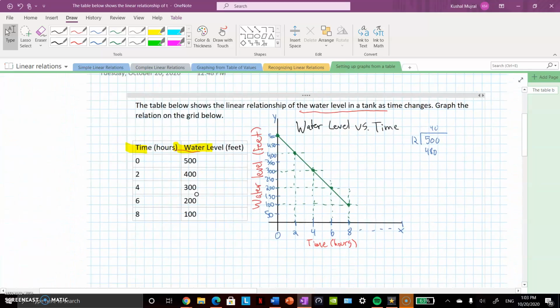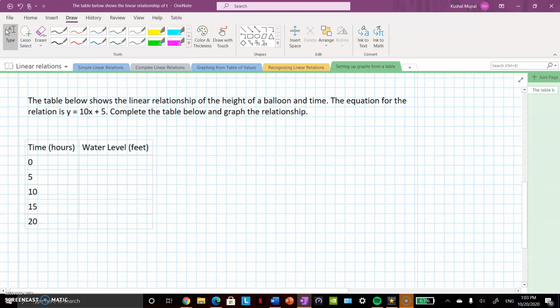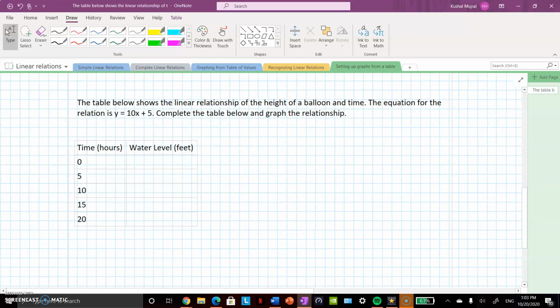And this is our graph for water level versus time. Let's take a look at the next question. The table below shows a linear relationship of the height of a balloon and time. The equation for the relation is y equals 10x plus 5. Complete the table below and graph the relationship.